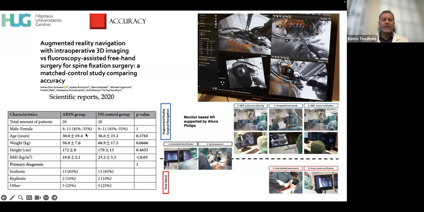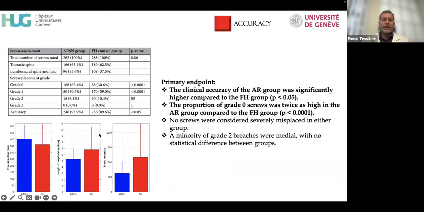And they compared 20 cases done by augmented reality with 20 cases done in freehand. And this was around 260 or 280 screws, which were rated according to the Gertzbein-Robbins scale. And the primary endpoint results are the following: the clinical accuracy of the augmented reality group was significantly higher compared to the freehand group. And the proportion of grade 0 screws was twice as high in the augmented reality group compared to the freehand group.